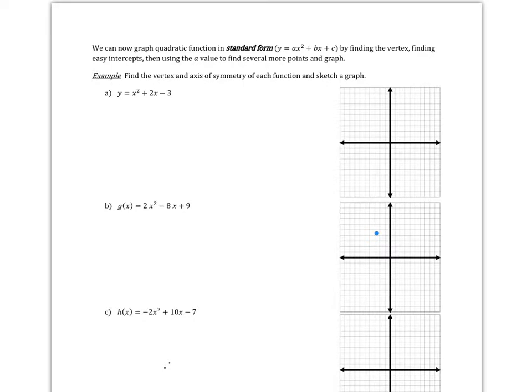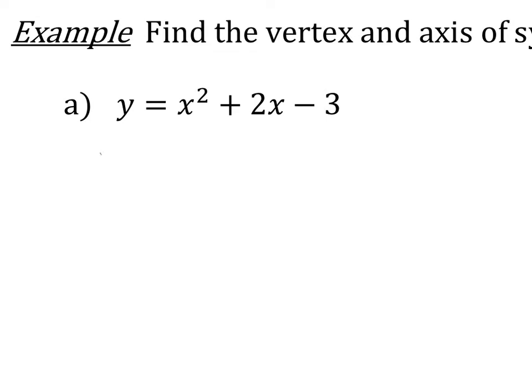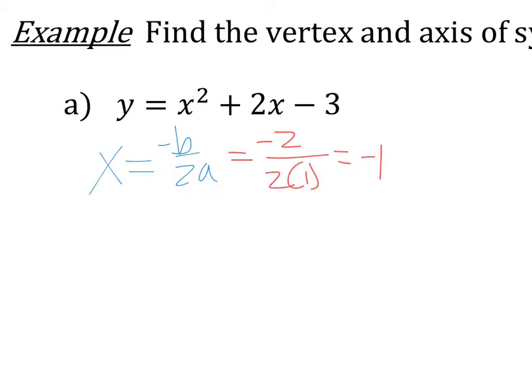Let's look at some examples of how to graph a quadratic equation or function using the axis of symmetry when it's in standard form. So here we've got an equation. We know the axis of symmetry is x equals negative b over 2a. So the axis of symmetry here is going to be negative 2 over 2 times 1, which is negative 1 when you simplify that.